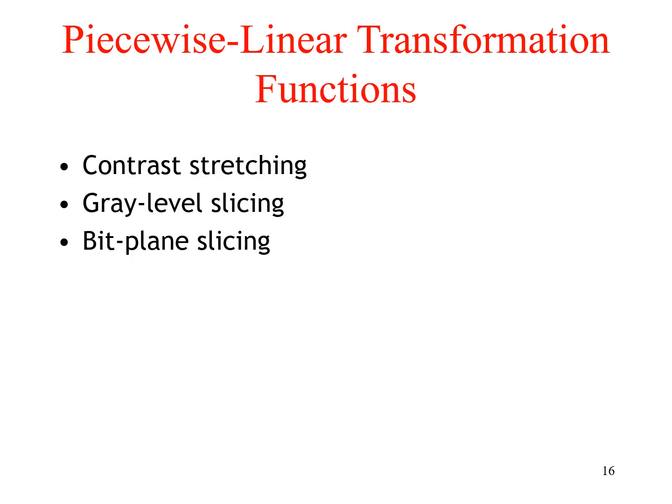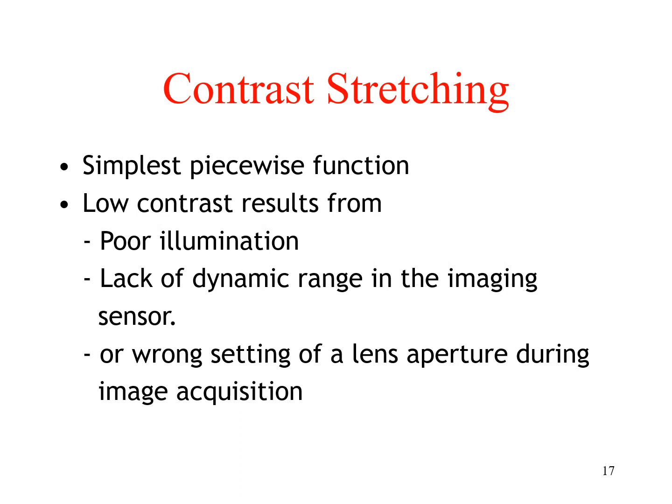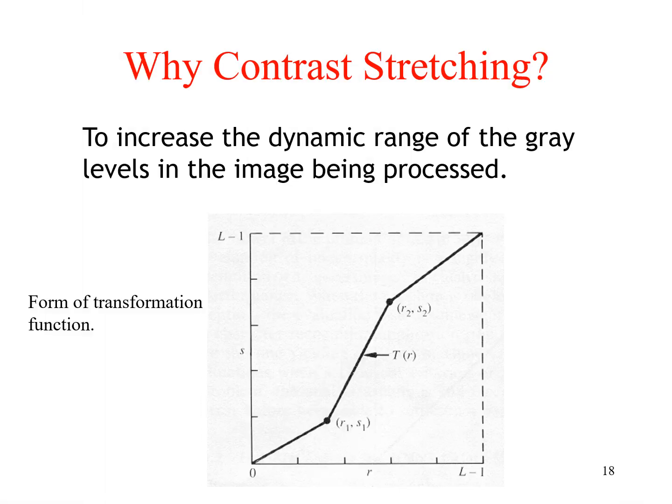Okay. So next is the piecewise linear transformation function. In the beginning, I explained what piecewise contrast stretching is. Now we'll see three different transformation functions: contrast stretching that we have already studied, then gray level slicing and bit plane slicing. Contrast stretching is the simplest piecewise function. Low contrast results from poor illumination when you acquire the image, lack of dynamic range in the imaging sensors, or wrong setting of the lens aperture during image acquisition. This is what I had explained when I explained contrast stretching.